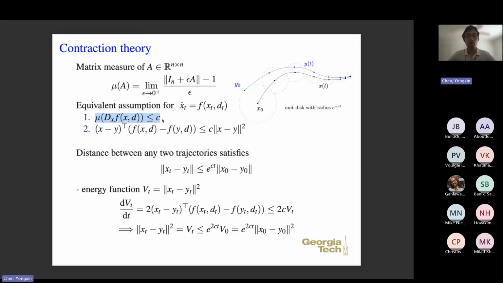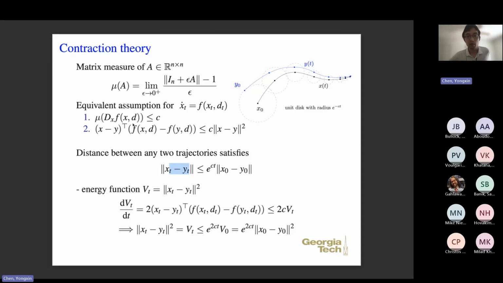If C is negative, we say this system is contractive, but C can be positive, so then you can always do this. This property is equivalent to this property. And thanks to this contraction property, you can bound the distance between two arbitrary trajectories, and the distance can be quantified in this way. If C is negative, which means the system is indeed contractive, then you will see they converge to each other, which can be seen here. But even if C is positive, you can still quantify the distance between them.